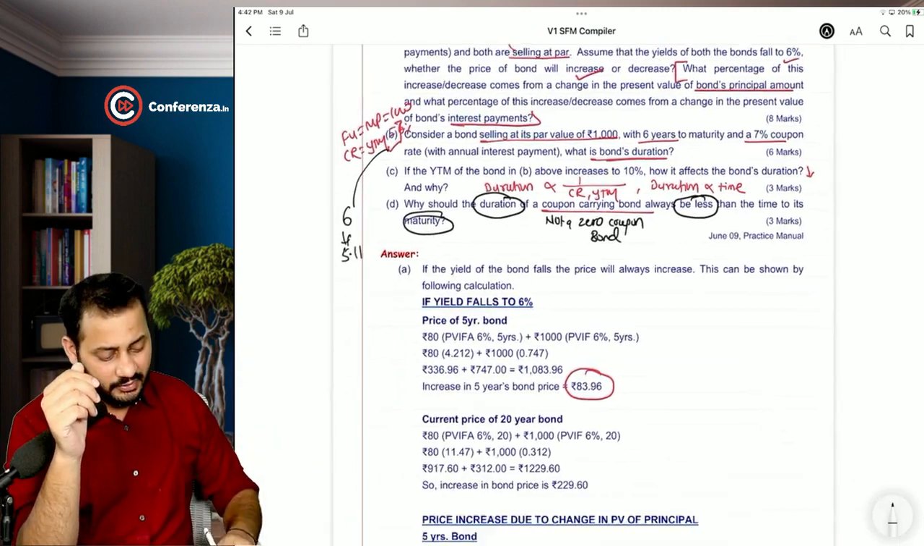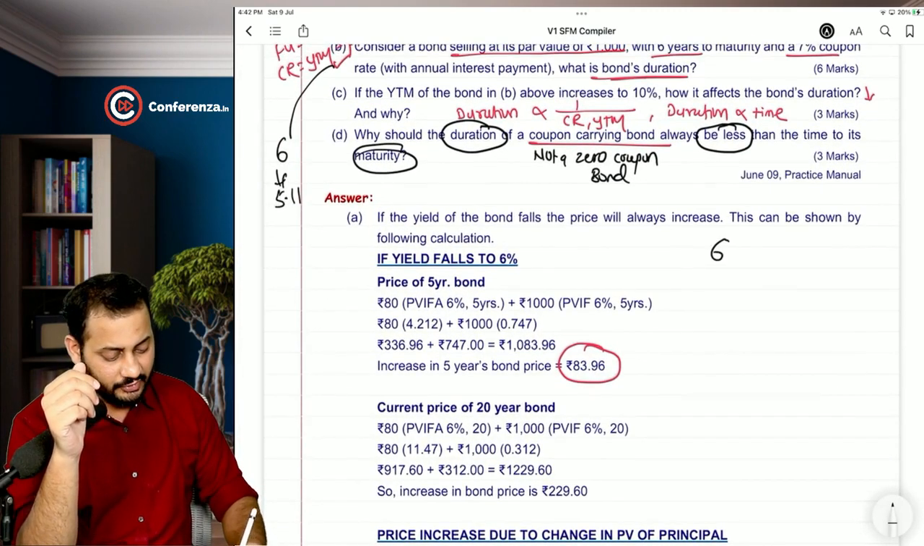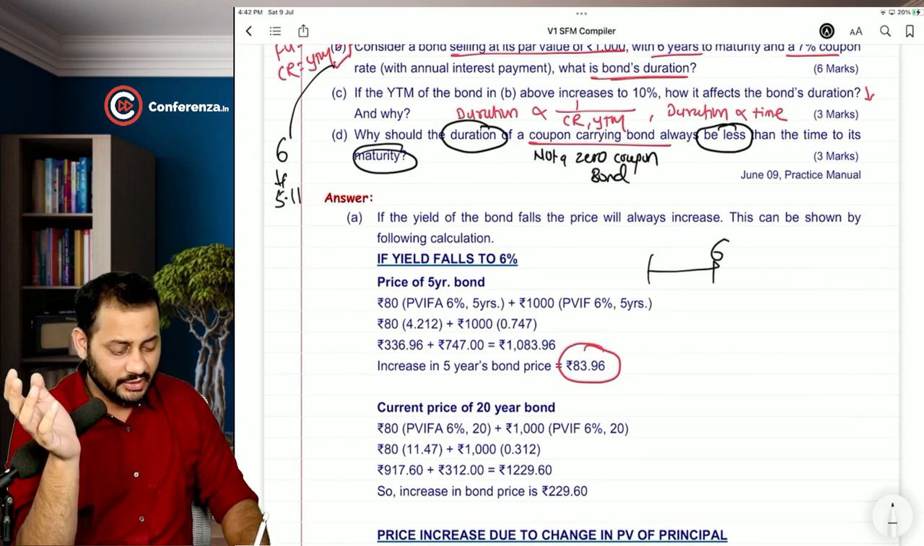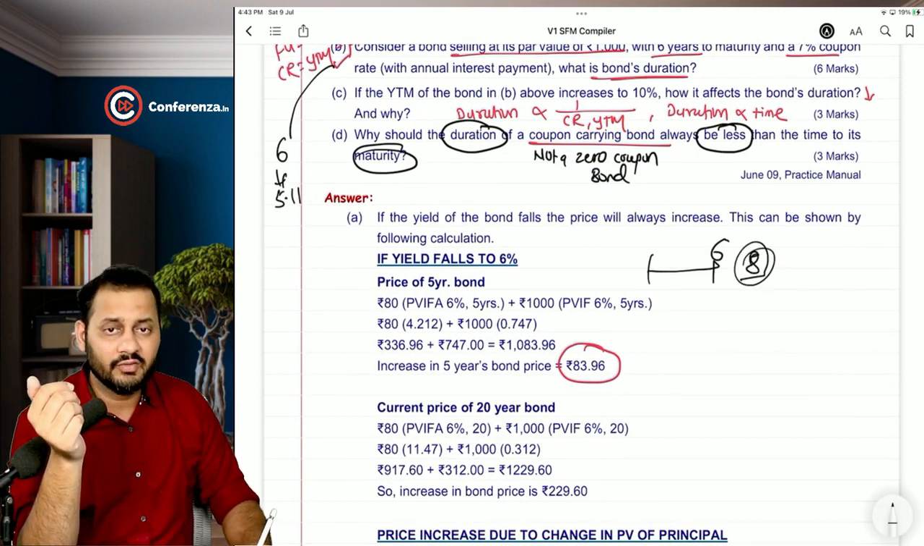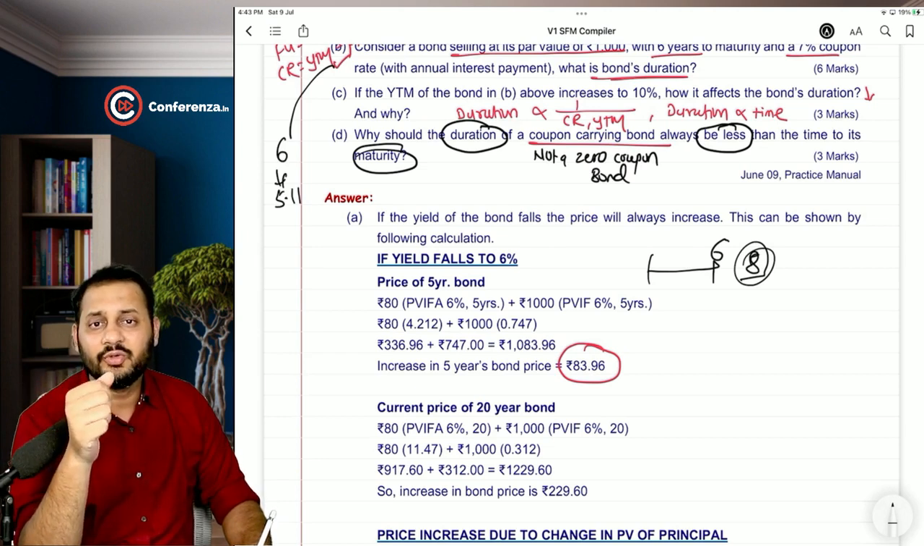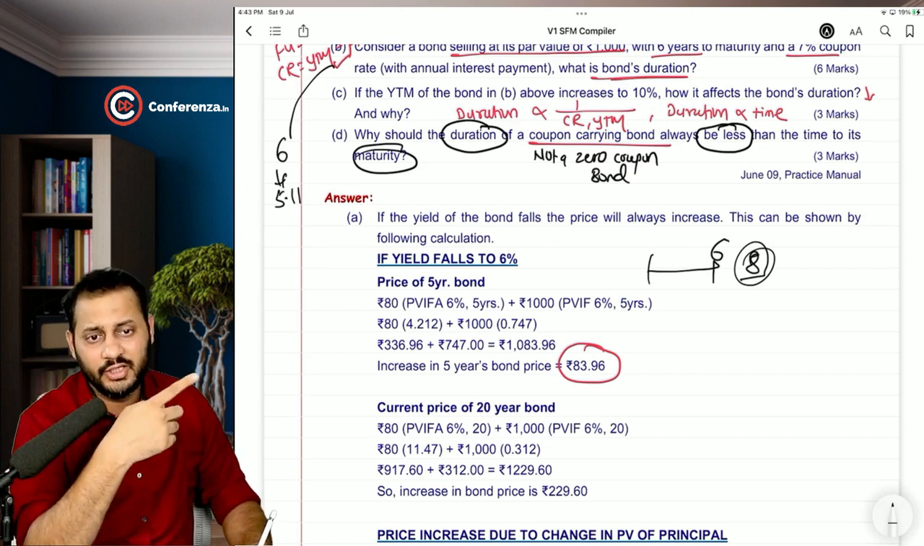Let's say, for example, if the maturity is 6 years, okay, in 6 years the bond will mature, and the logic says that it will take 8 years for you to recover. It will take 8 years for you to recover the investment itself. Will you invest in the bond?